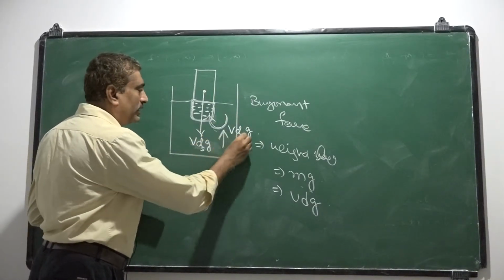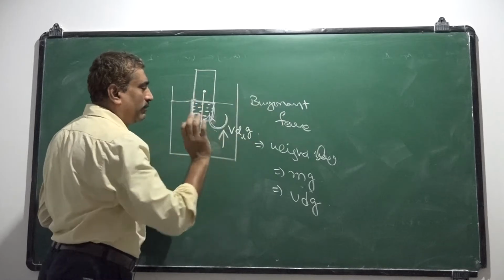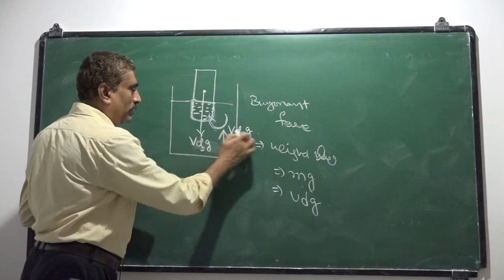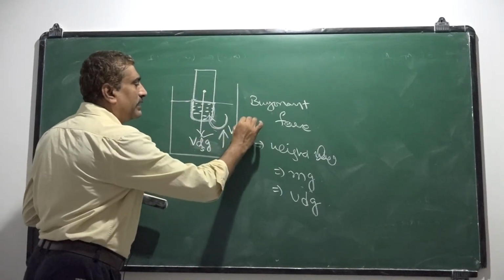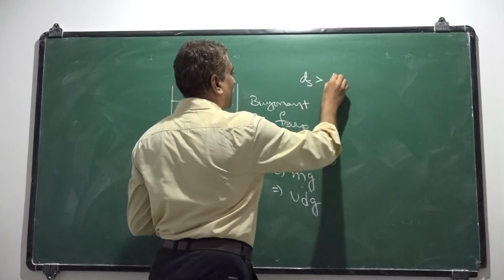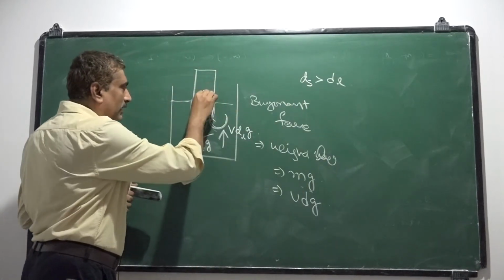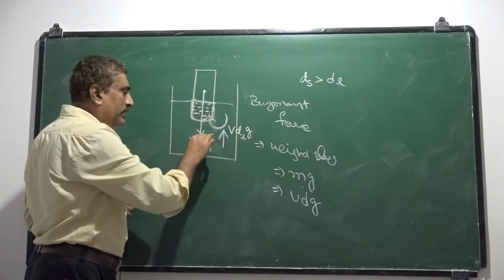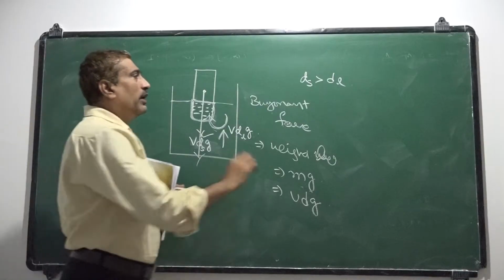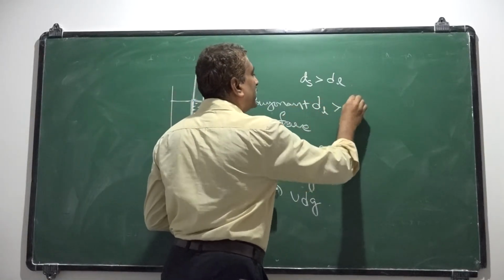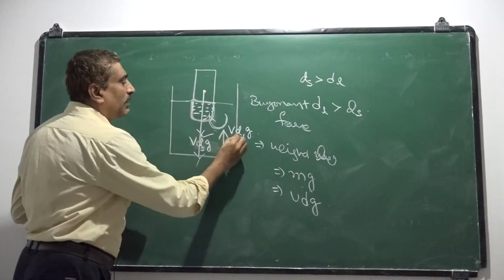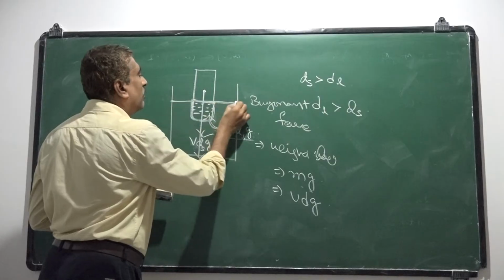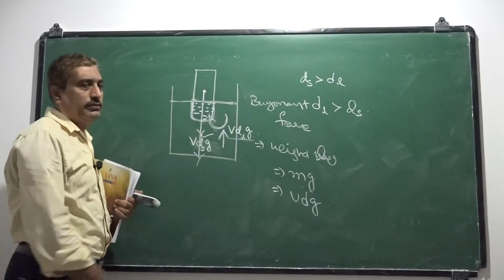Now, this weight force is downwards and this buoyant force is upwards. If V and g are the same in these two terms, and the density of the solid is greater than the density of the liquid, then the downward force is greater than the upward force. In that case, the solid body will sink in the liquid. If the density of the liquid is greater than the density of the solid, then the upward force is greater than the downward force, so the solid body will float on the surface of the liquid.